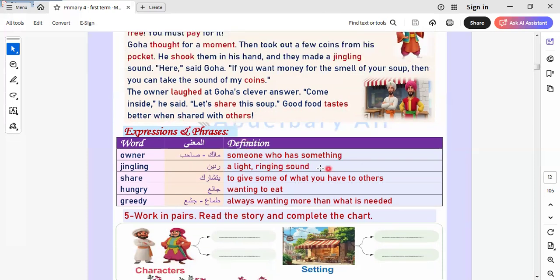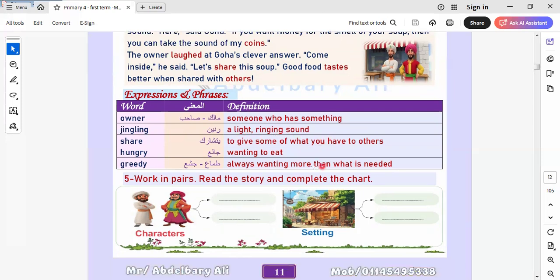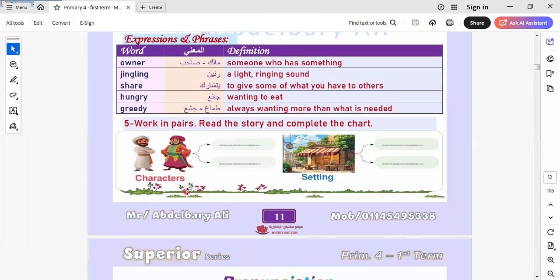Owner: someone who has something. Jingling: a light ringing sound. Share: to give some of what you have to others. Hungry: wanting to eat. Greedy: always wanting more and more than what is needed, the person who wants everything. This is the meaning of greedy.